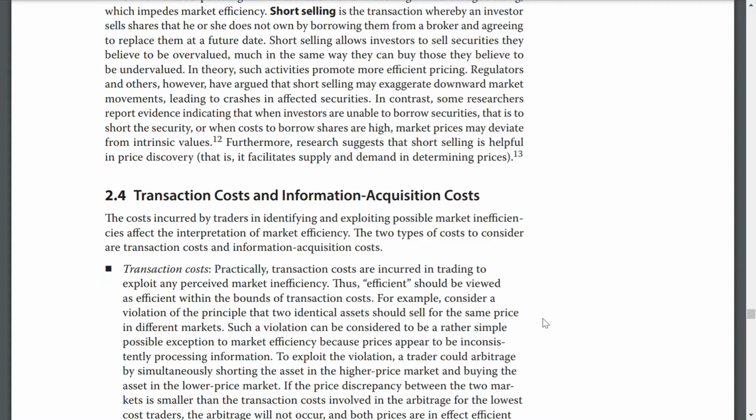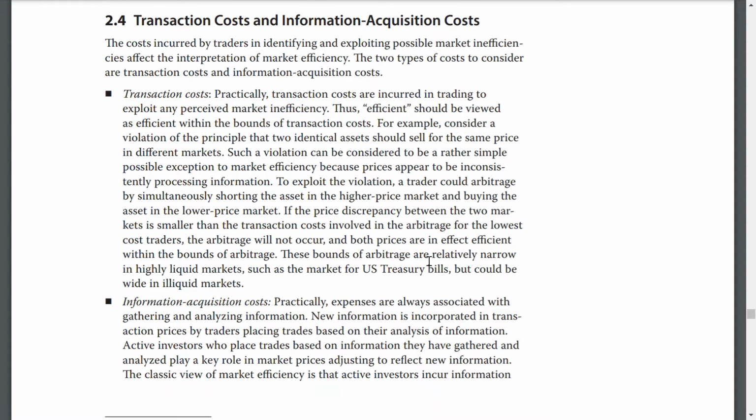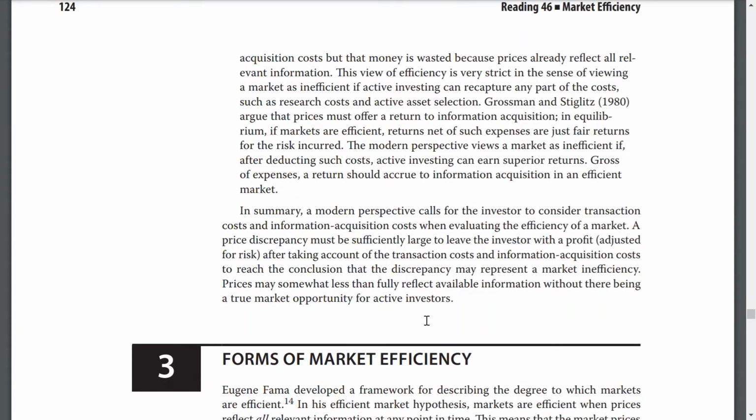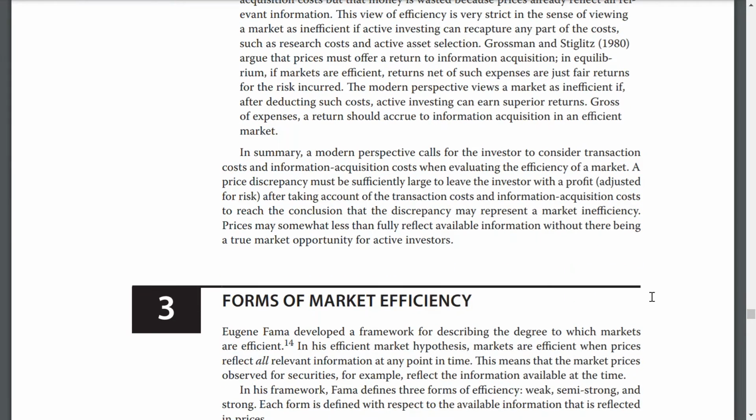Transaction costs and information acquisition costs, the costs incurred by traders to identify and exploit possible market inefficiencies, affect the interpretation of market efficiency. Two types of costs are considered: transaction costs and information acquisition costs. In summary, the modern perspective calls for investors to consider transaction costs and information acquisition costs while evaluating the efficiency of the market. A price discrepancy must be significantly large to leave the investor with a profit, and taking account of the transaction costs and information acquisition costs to reach the conclusion that the discrepancy may represent a market inefficiency. Prices may be somewhat less than fully reflecting available information without being a true market opportunity for active investors.